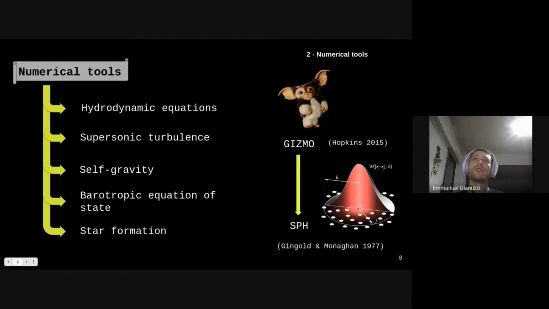In order to study the evolution of different star-forming clouds, we performed SPH simulations using the GIZMO code. This code can handle supersonic turbulence, self-gravitation, barotropic equation of state, and star formation.